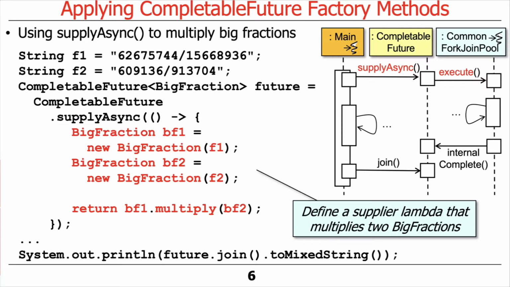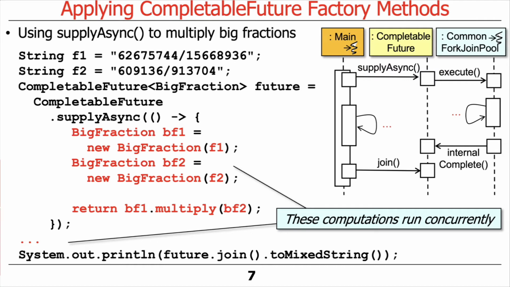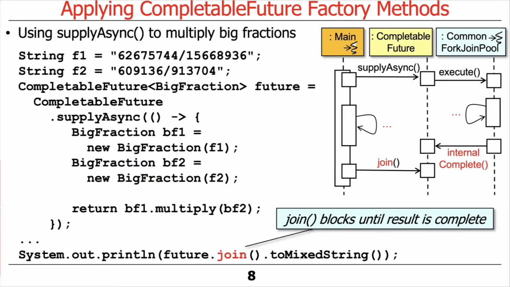As you can see, as before, the supplier lambda is going to multiply two big fractions together. And the computation here, the supplier lambda computation that's running in this background pool, can run concurrently with respect to anything that happens after supplyAsync is called. That's what you see here in the main program, or the calling part of the program. So these things can run concurrently.